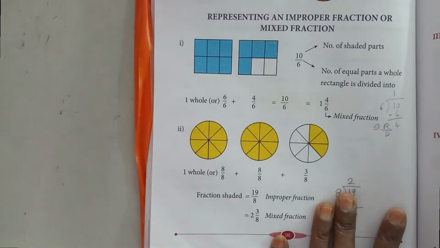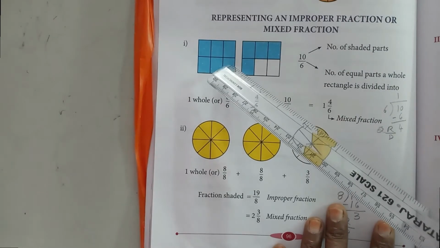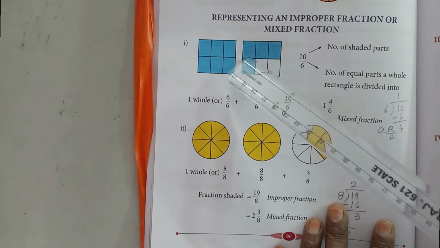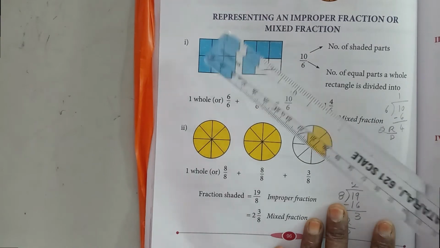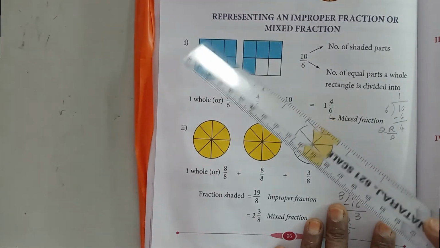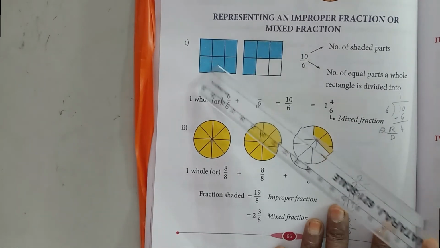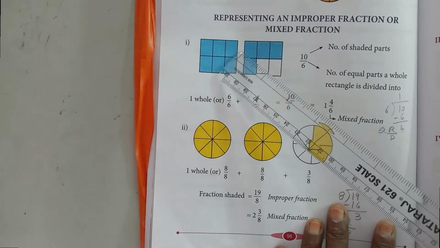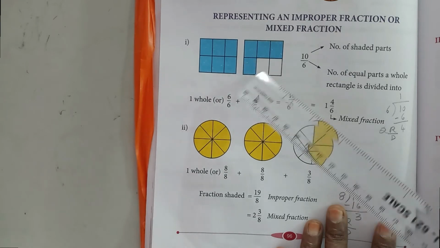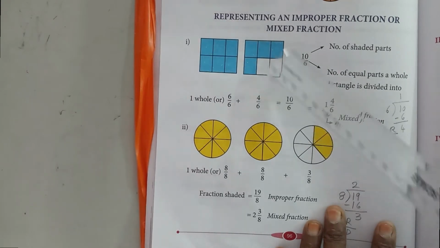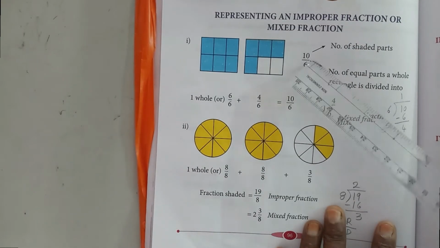See here. How many parts are there here? 1, 2, 3, 4, 5, 6 parts. Okay. And here one more example they have given, 6 parts are there. So if we make it as a mixed fraction, then count how many are there. 6 plus 4. 1, 2, 3, 4. Total 10 parts are colored in blue. So the number of shaded parts is 10, and the number of equal parts of a whole, that is the rectangle. This is the rectangle divided into 2. Right? 2 parts. This 6 is a whole.